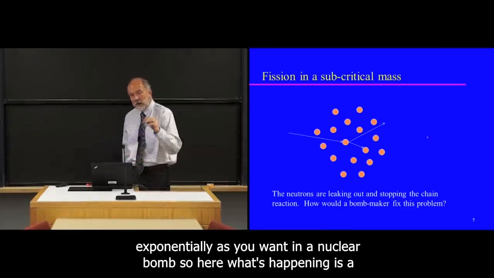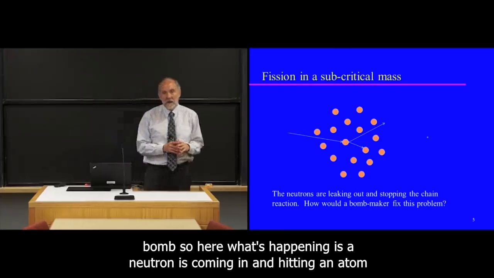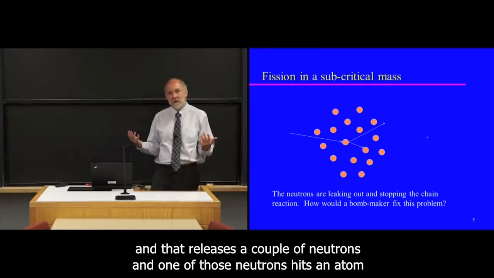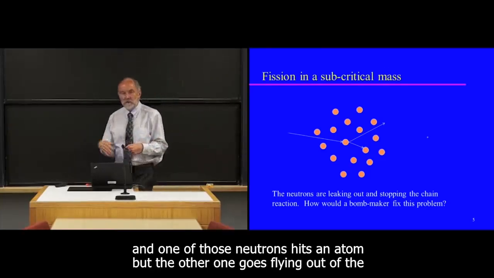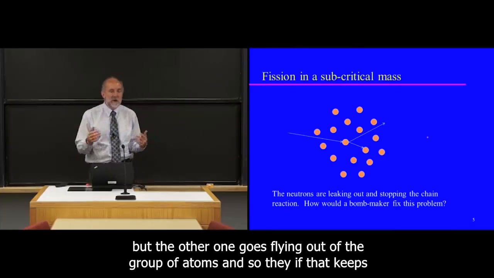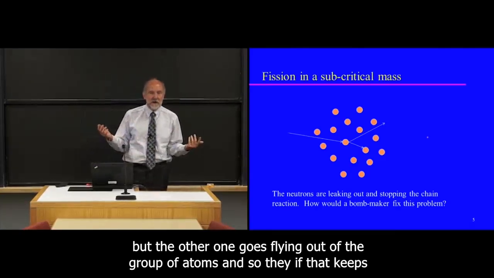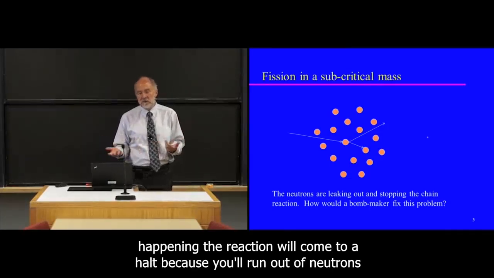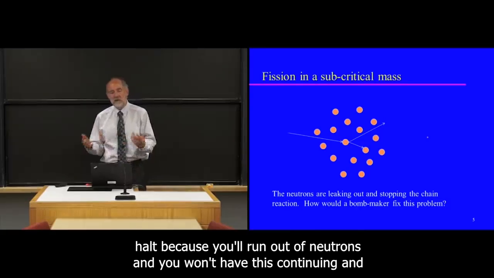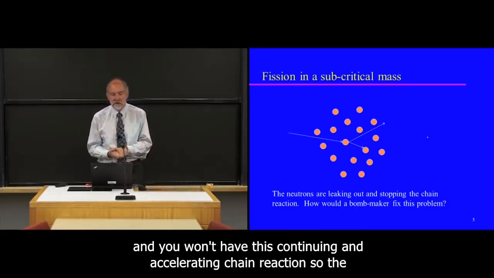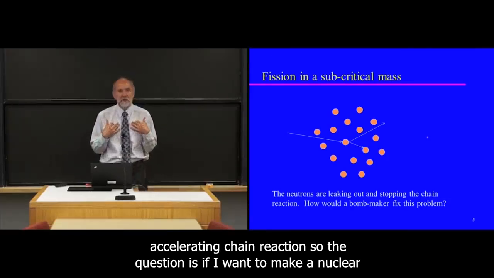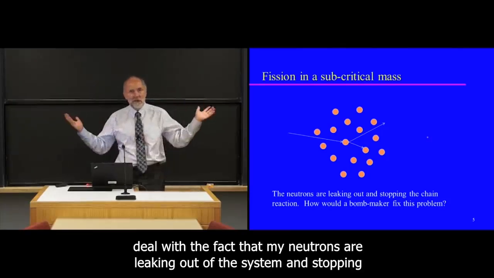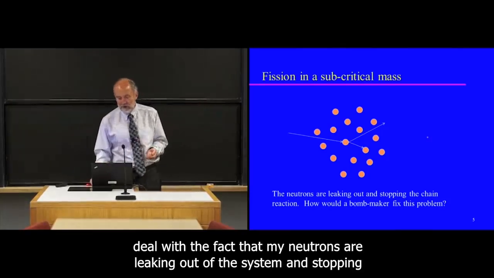So here what's happening is a neutron is coming in and hitting an atom, and that releases a couple of neutrons, and one of those neutrons hits an atom, but the other one goes flying out of the group of atoms. And so if that keeps happening, the reaction will come to a halt because you'll run out of neutrons. And you won't have this continuing and accelerating chain reaction. So the question is, if I want to make a nuclear bomb, how do I fix that problem? How do I deal with the fact that my neutrons are leaking out of the system and stopping the reaction?